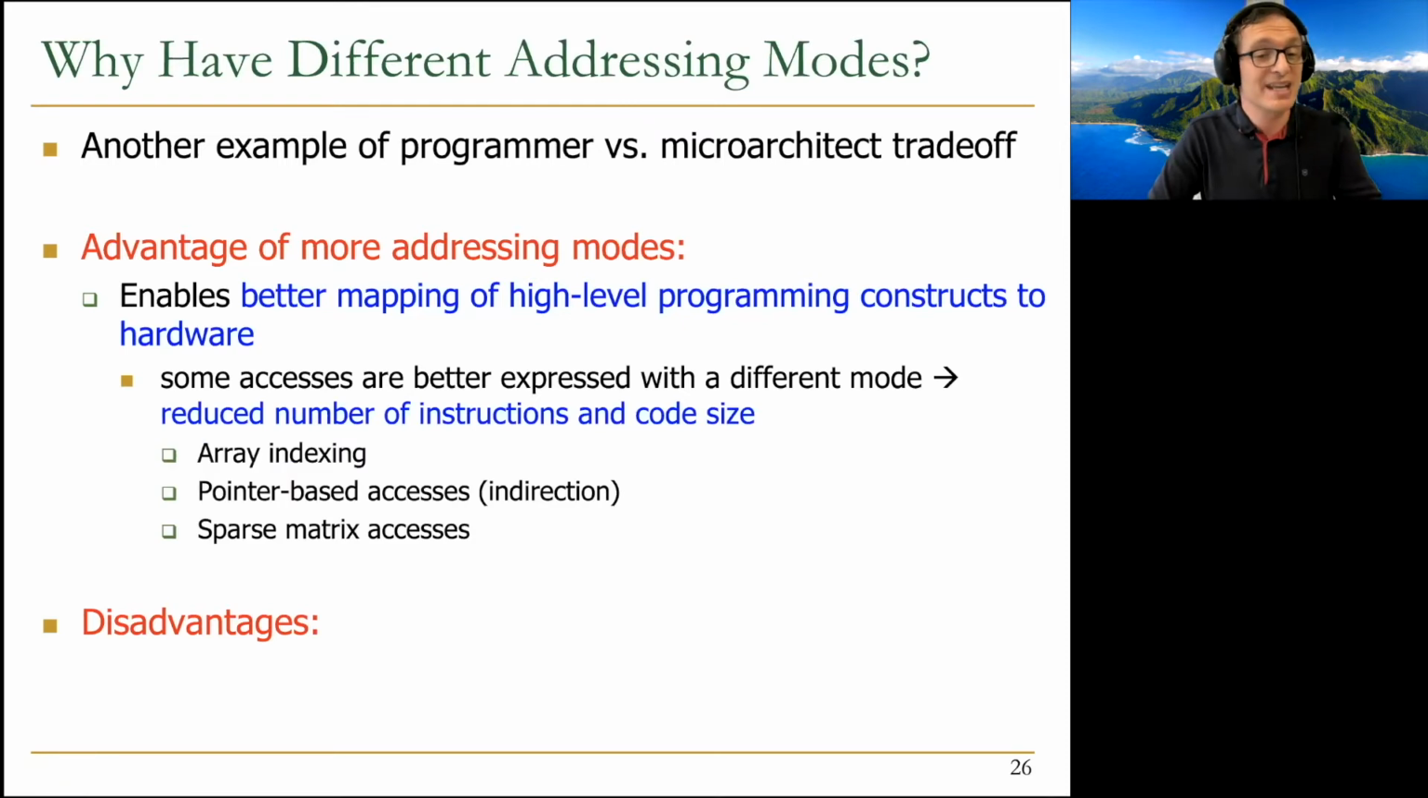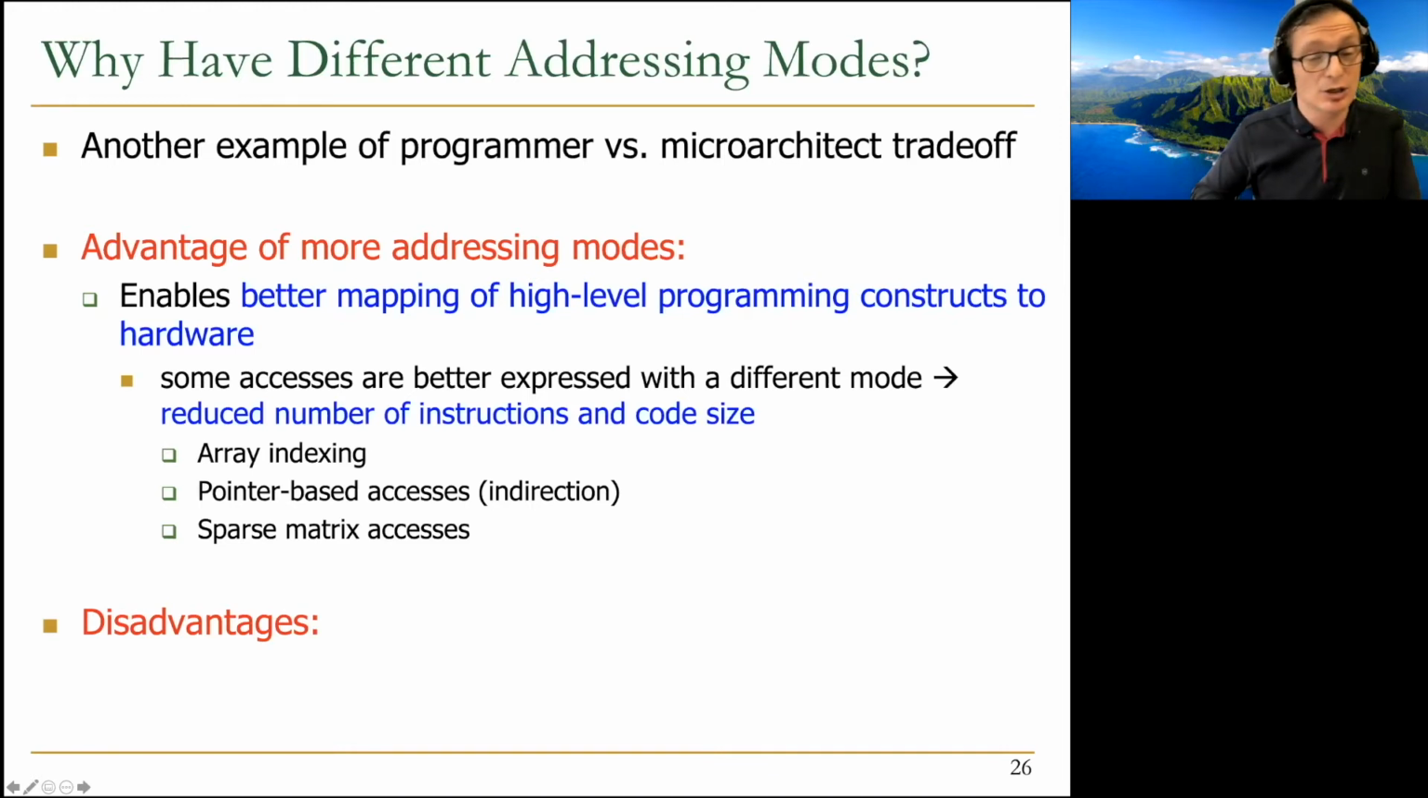So for example, array indexing is done well with base plus offset, as we discussed yesterday, register plus offset addressing. Pointer-based accesses can be done more easily with the indirect addressing mode. Sparse matrix accesses might be supported with some other addressing mode that can enable you to find the non-zero elements, for example, in a matrix. Today, this is actually very common in machine learning workloads that operate on sparse data. And I think people may think about new ways of addressing memory so that you can actually get the non-zero values very quickly. Again, if you didn't understand that, don't worry.